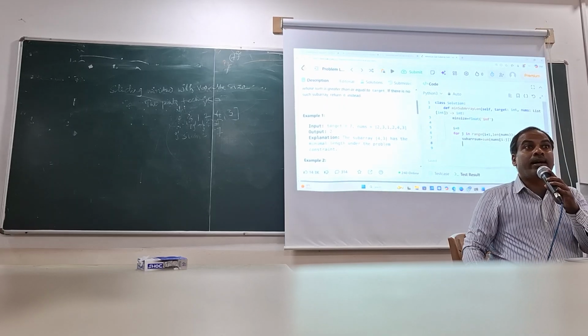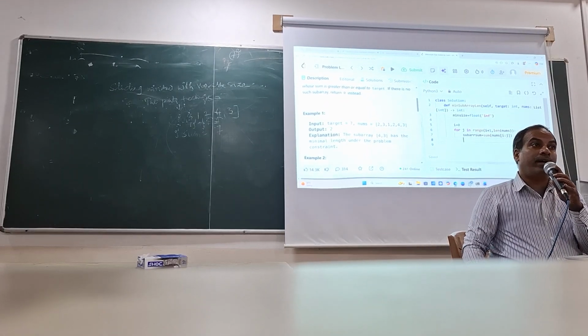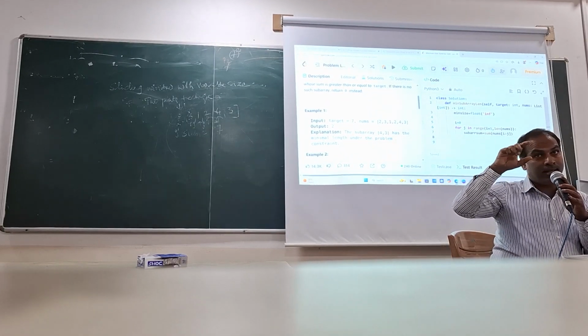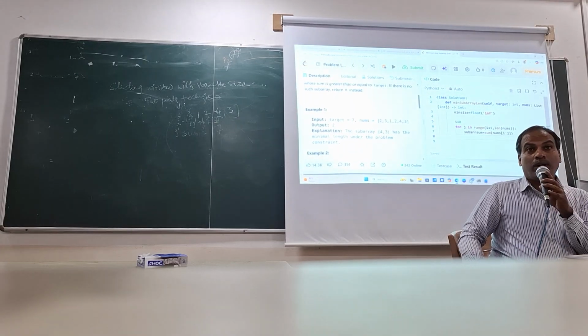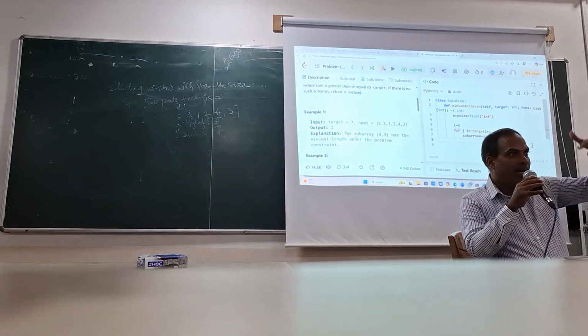Now what do I have to verify? If my subarray sum is greater than or equal to target, then what will I do? I'll increase my i.